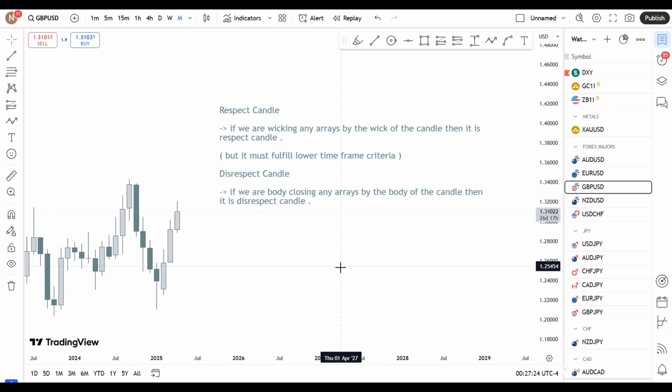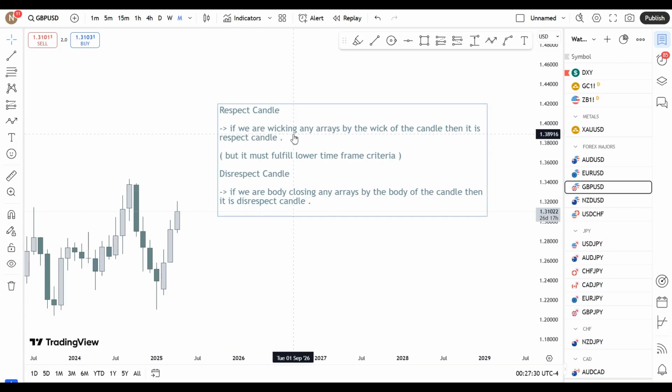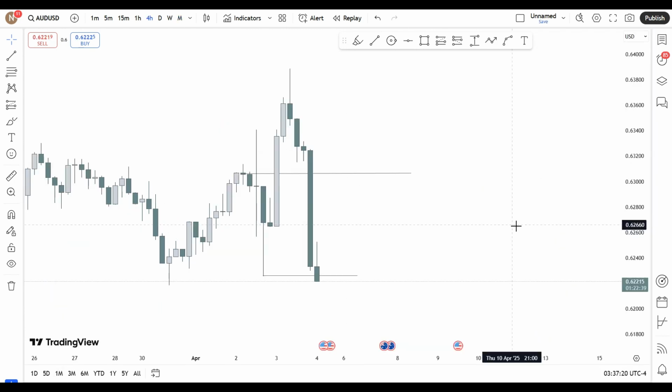But first of all, let's talk about respect candle and disrespect candle. The respect candle means if we are wicking any arrays by the wick of the candle, then it is a respect candle, but it must fulfill lower time frame criteria, which I will talk about in just a few minutes. The second one is disrespect candle. If we are body closing any arrays by the body of the candle, then it is the disrespect candle.